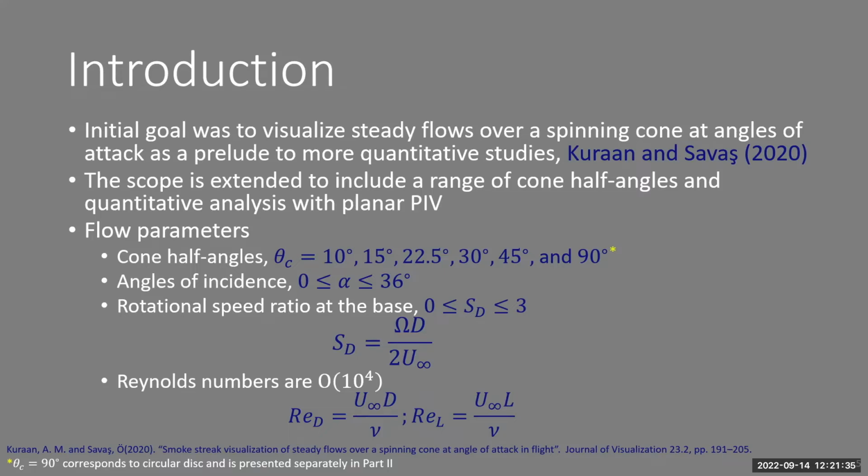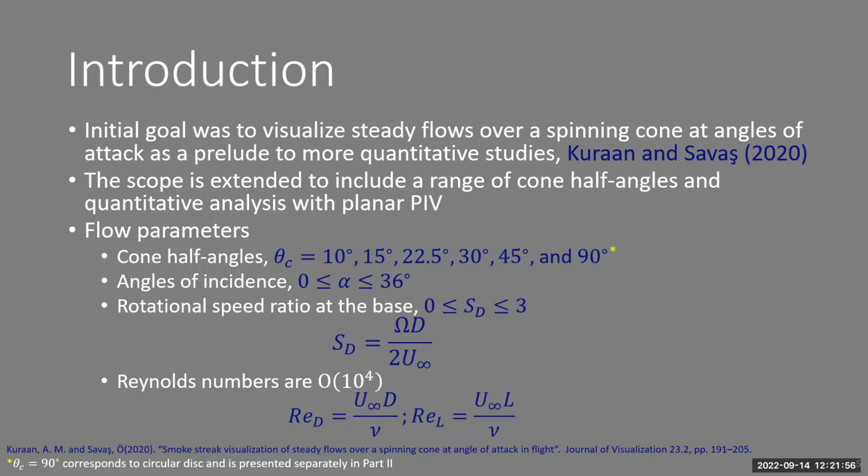The half angles that we're studying range from 10 degrees all the way to the limiting case of 90 degrees. This half angle of 90 degrees corresponds to flow over a flat disk, so it has an asterisk. That's going to be treated as an independent study because the flow fields around the disk are quite different from what we see over cones.